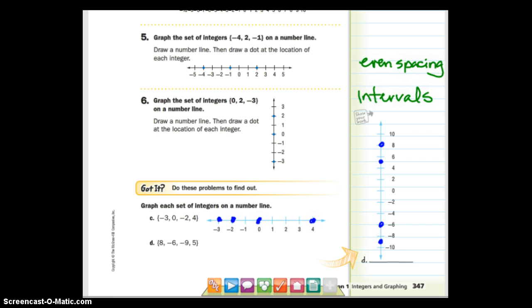Do your number lines look like mine? Now, I would like to talk about problem D. In D, the spacing is not every one. That's okay. We can determine whatever spacing we would like as long as it's even. Even meaning the same. In this case, the interval is 2 because each number is 2 apart. Again, we have to have even spacing when you do a number line. Please turn the page.